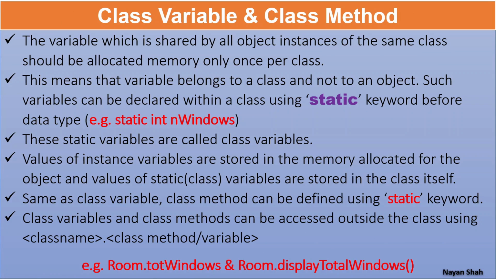Similarly, there is something called class variable and class method. Now this is very interesting to understand: what are class variables and what are class methods? The variable which is shared by all the objects or instances of the same class should be allocated memory only once per class. Carefully understand this sentence. What it says is that there are certain variables which we do not need to create in every object, but they are shared by all the objects. Such variables should be declared only once in the class and should not be repeated in every object.